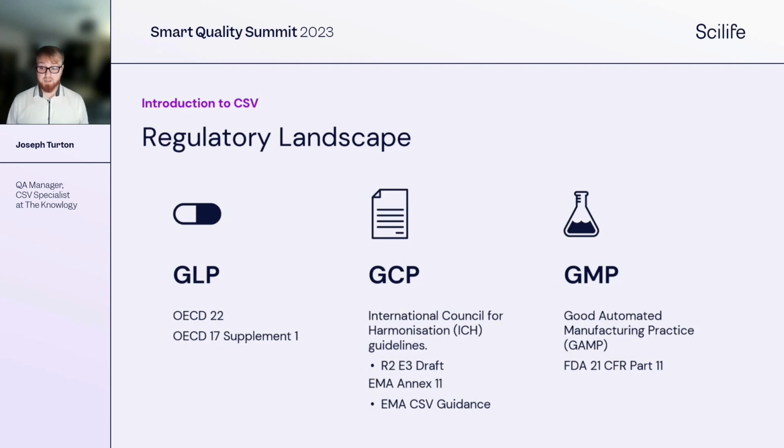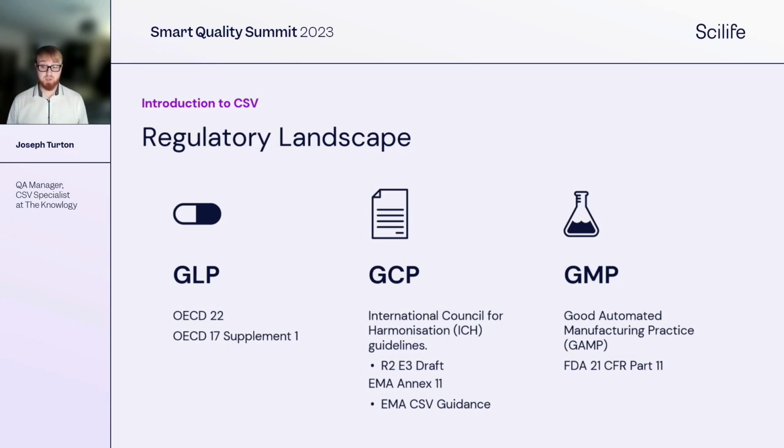GAMP has also released a new edition in the past year. For those who can afford it, it's an excellent example of the best practices and can help guide organisations when developing your own CSV approach. In Europe, we have EMA's Annex 11, and the EMA have recently released new guidance for computer systems within clinical trials, which came into effect about a month or so ago. It's definitely worth the read for those that work in GCP or GCLP.